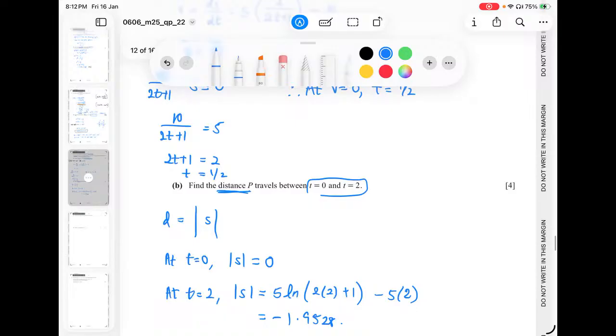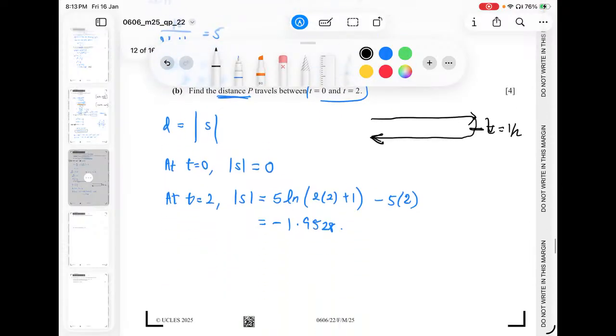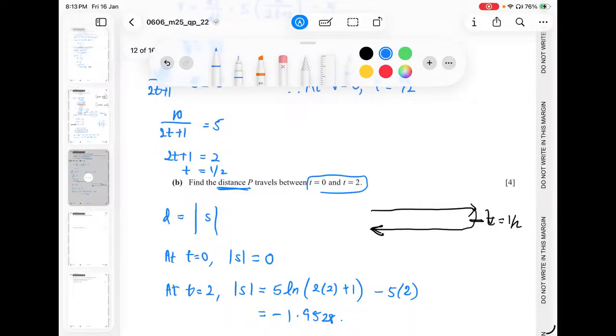And you know that at t equal to half, there is a rest. So at this rest, you can assume that it's going to change direction, to the opposite direction. I understood that because at t equal to half, there is a change in direction. So that's why you need to calculate the first distance from 0 to half, then half to 2.